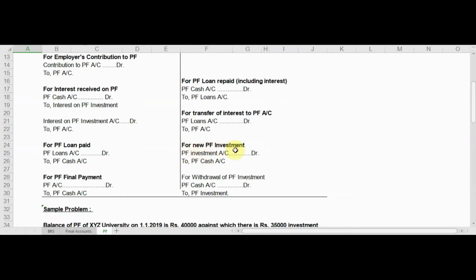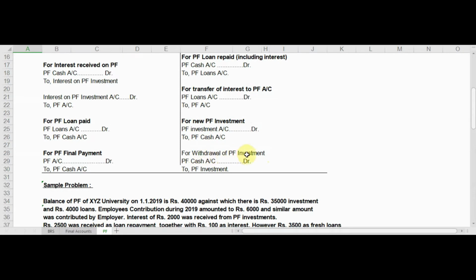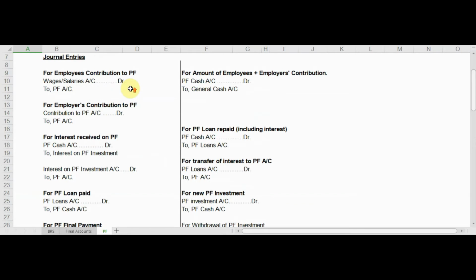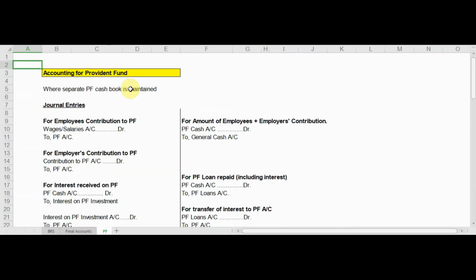For new PF investment, account debit to PF cash. And for withdrawal of PF investment, PF cash account debit to PF investment. So these are the journal entries which are made for maintaining PF accounts in the books, where separate PF cash book is maintained. Where separate PF cash book is not maintained, it is entered in the general cash book.